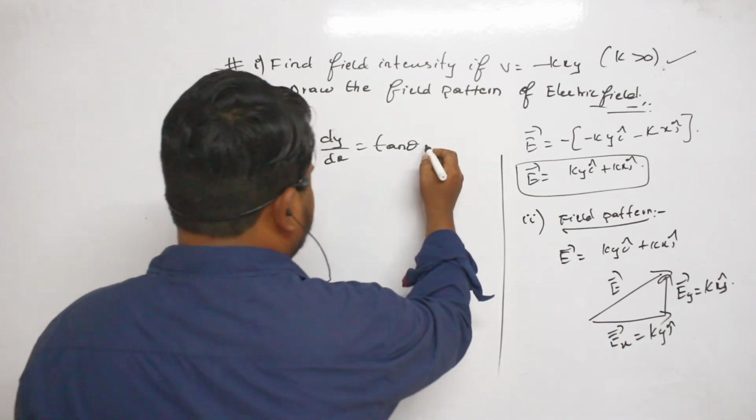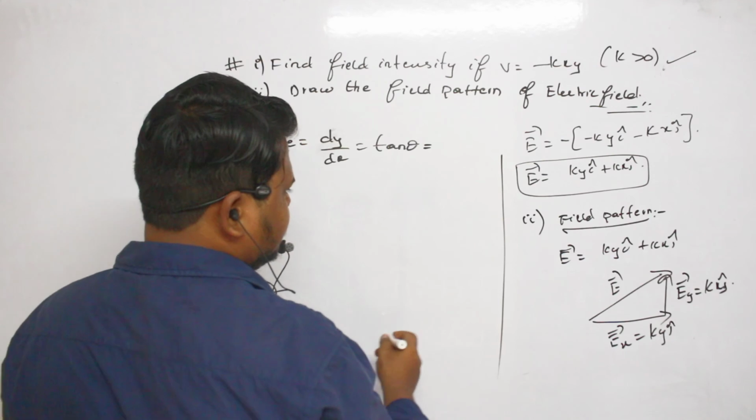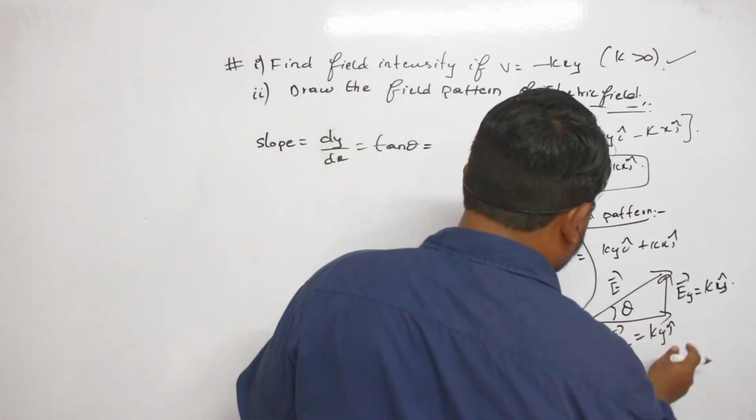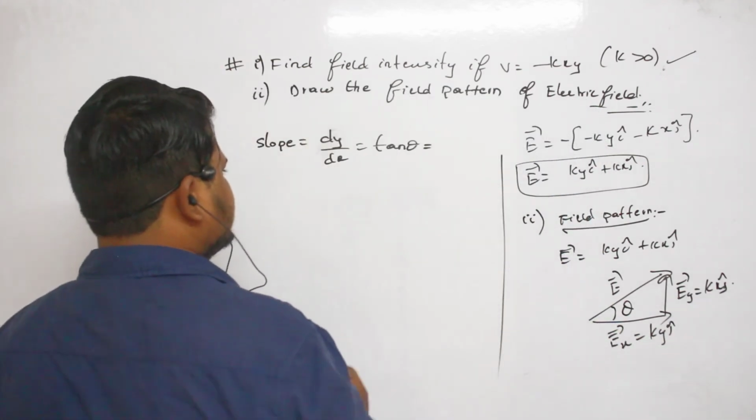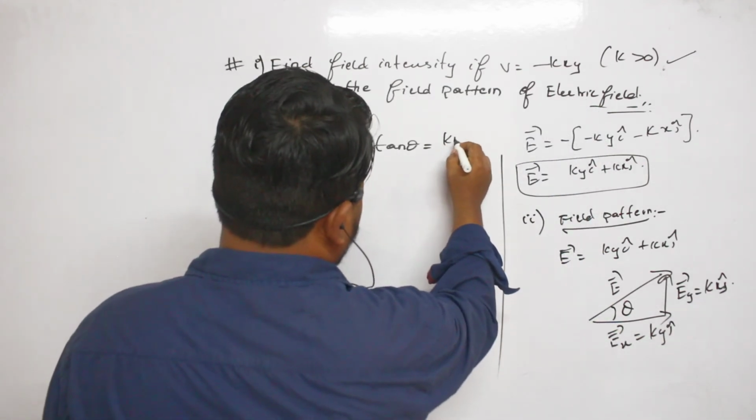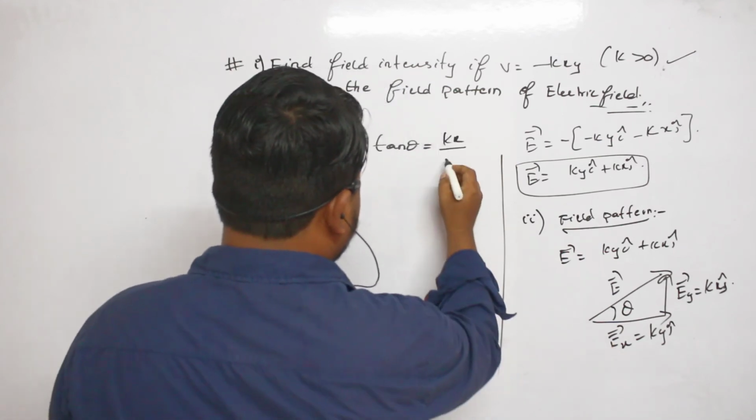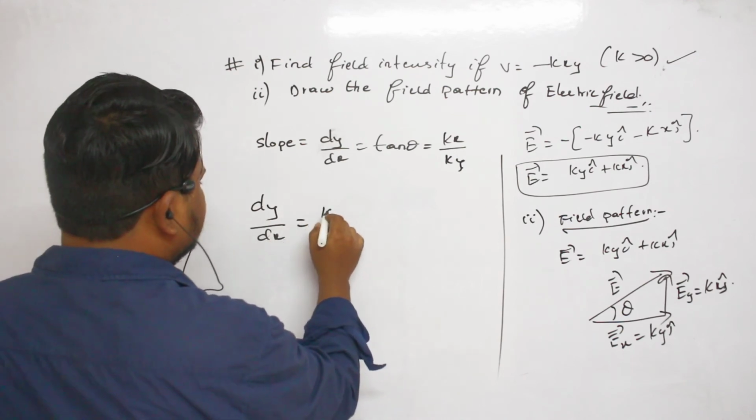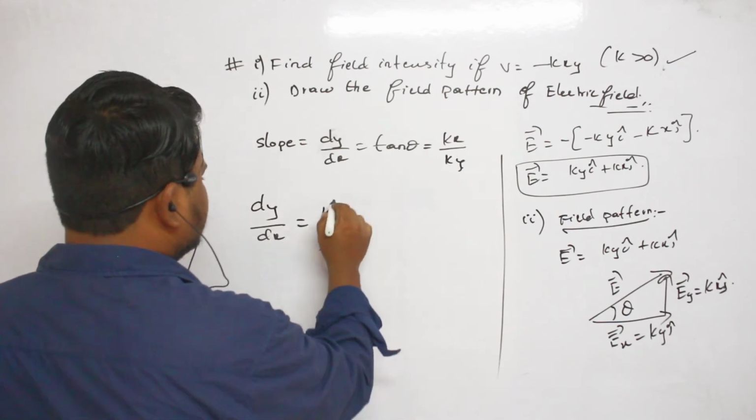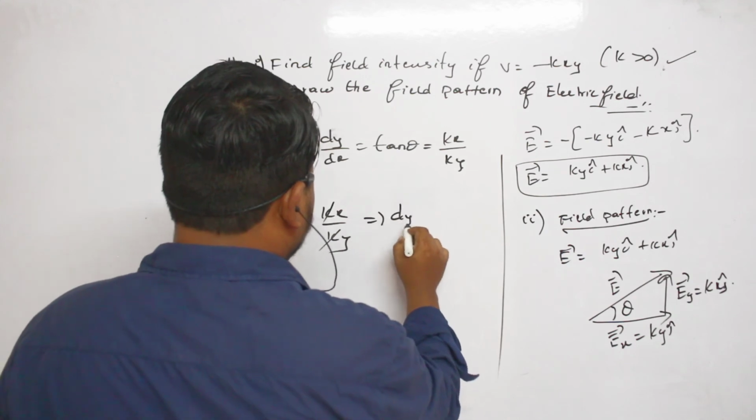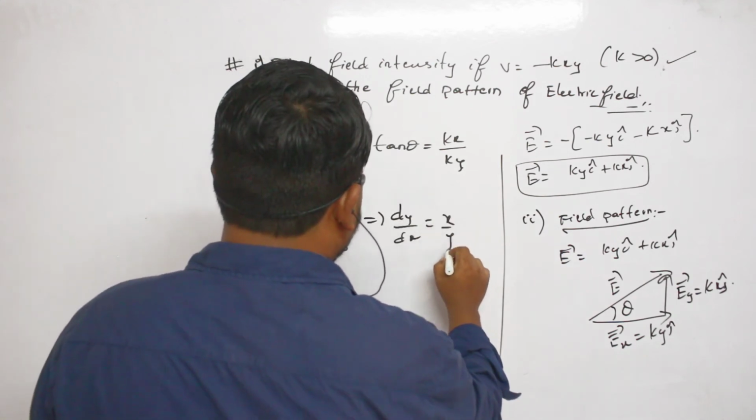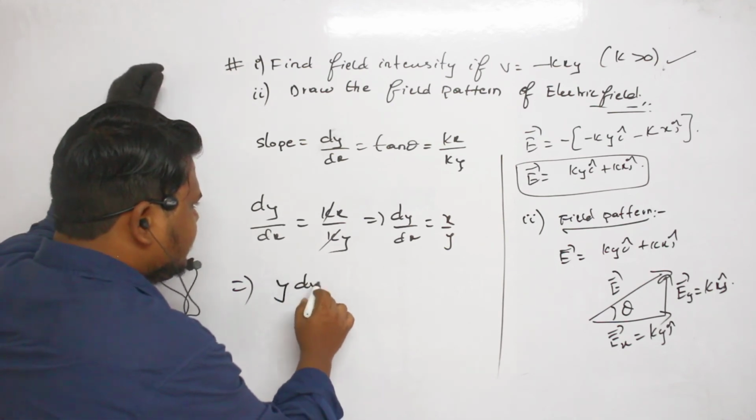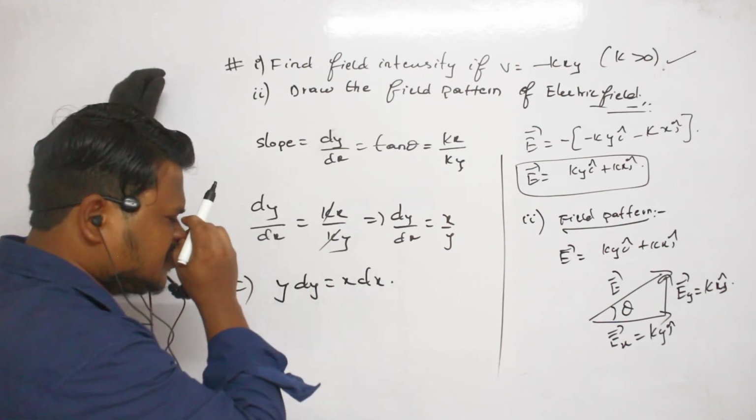Clear? So tan theta is what? If I take this angle to be theta, then opposite side divided by adjacent side. Opposite side is how much? kx, divided by adjacent side, which is ky. So therefore, dy/dx is equal to kx divided by ky. So k and k get cancelled. So therefore, dy/dx is equal to x divided by y. Now if I do the cross multiplication of these two, y dy is equal to x dx. I got a relation up to here.